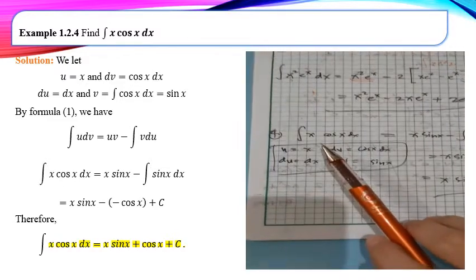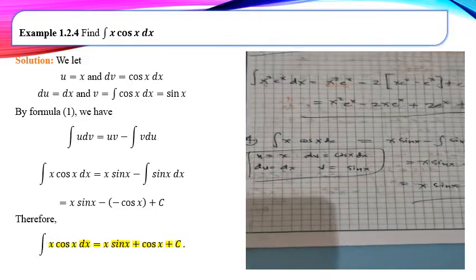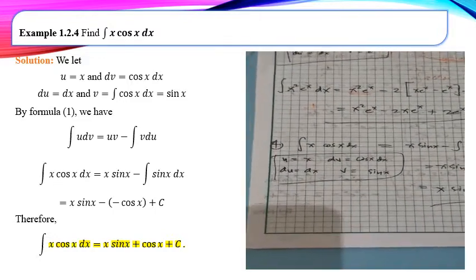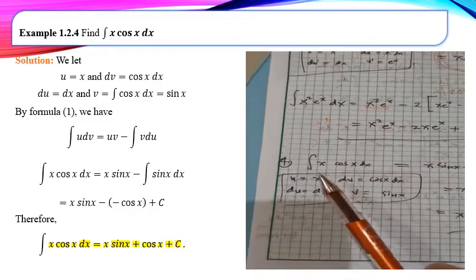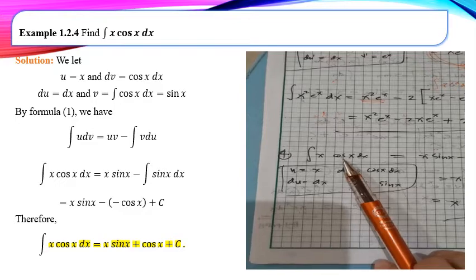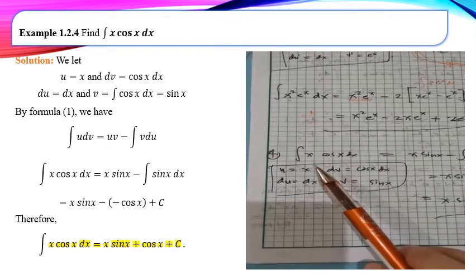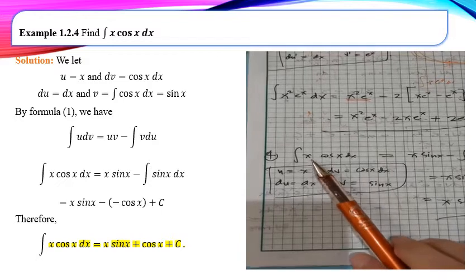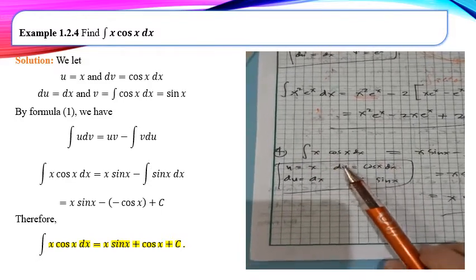Fourth example, this is an example of a trigonometric function. So, magbibigay tayo ng example for the trigonometric function. Ang given natin is x times cosine x dx. Okay, so take note, i-let yung u na katawan niyo is derivative yan, and then i-let yung dv na katawan niyo is integral yan.